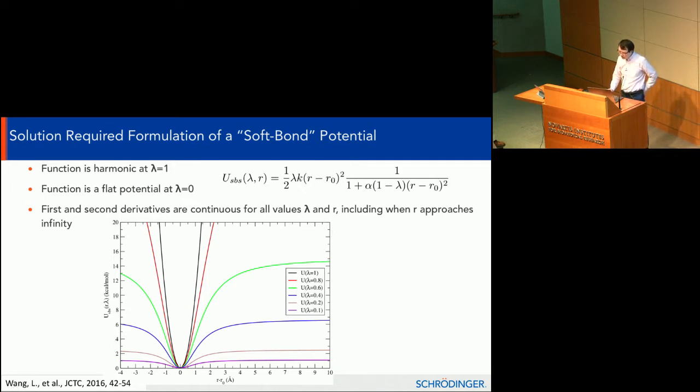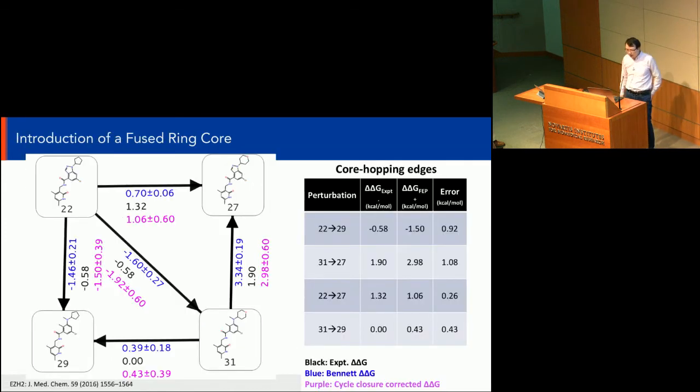In this paper, we prove that by using this functional form, we can rigorously calculate the free energy to form or to break a bond, enabling accurate FEP calculations for core hopping modifications. Here's one example showing that we can calculate the FEP for ring opening and closing perturbations. The receptor is EZH2. The four molecules shown here are close analogs of a development candidate in clinical trials. Here, 22 and 27 have a fused ring, while 29 and 31 have a single ring. Mutations from 22 to 29 or from 27 to 31 involve the ring opening perturbation. The calculated binding FEP results agree well with experiment. One very interesting feature about this SAR is the strong non-additivity effect. I think many speakers talk about non-additivity in their presentations.